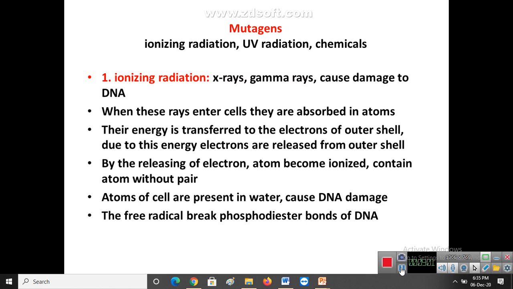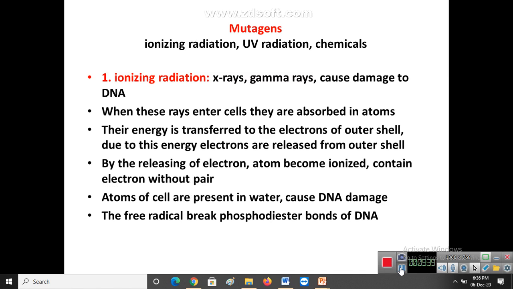First one is the ionizing radiation. It may be X-ray, gamma ray that cause damage to the DNA. When these rays enter the cell, they are absorbed in the atoms. Their energy is transferred to the electron of the outer shell. Due to this energy, electrons are released from the outer shell. By the releasing of electron, the atom becomes ionized, containing an electron without pair. Here it is, the electron.